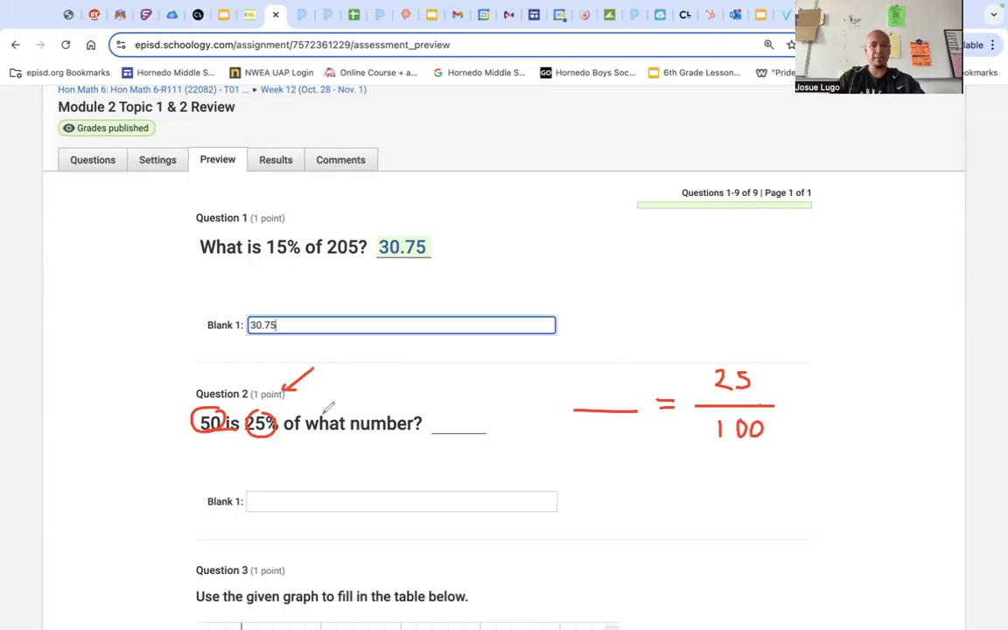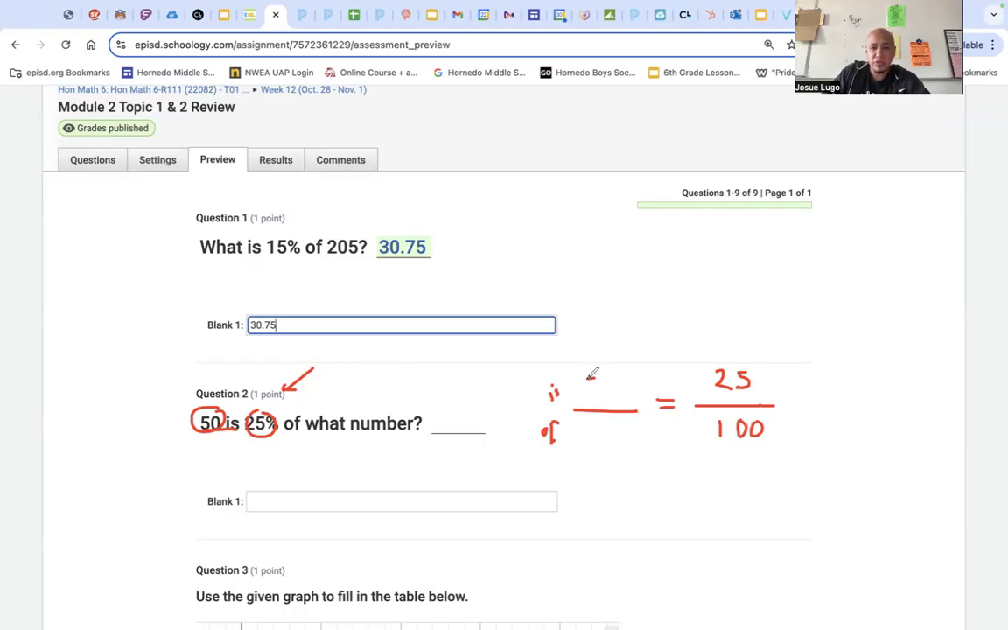It really does not matter, as long as you have 25 over 100. Now, notice that it says 50 is. Remember, guys, that it's always going to be is over of. You may not always have those words, but when you do, make sure that you take advantage of that. 50 is 25%, meaning that 50 is only a part of something.